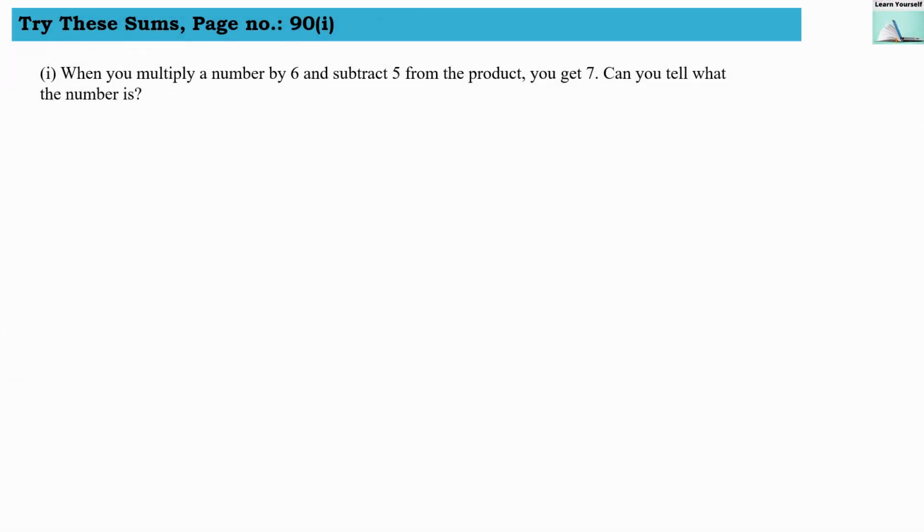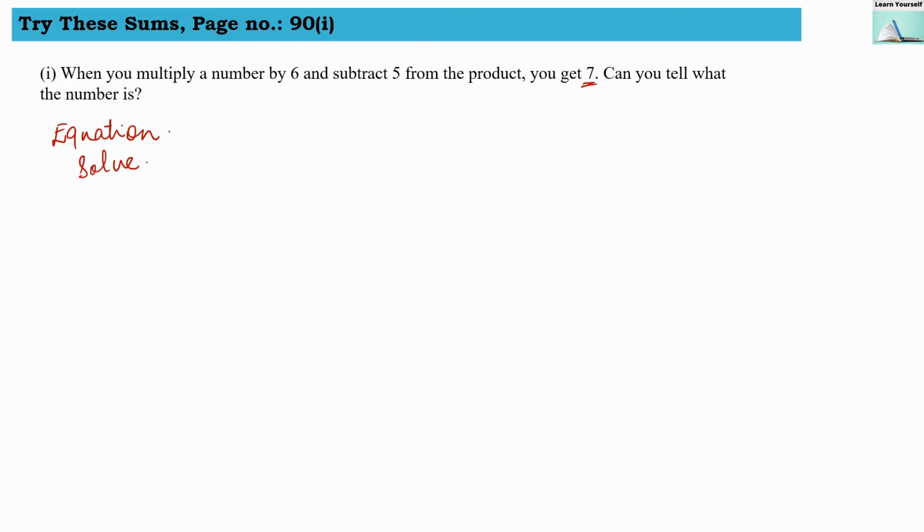Try these sums, page number 90, first. When you multiply a number by 6 and subtract 5 from the product, you get 7. Can you tell what the number is? So first we are going to write the equation and then we are going to solve it and then we are going to find out the number.